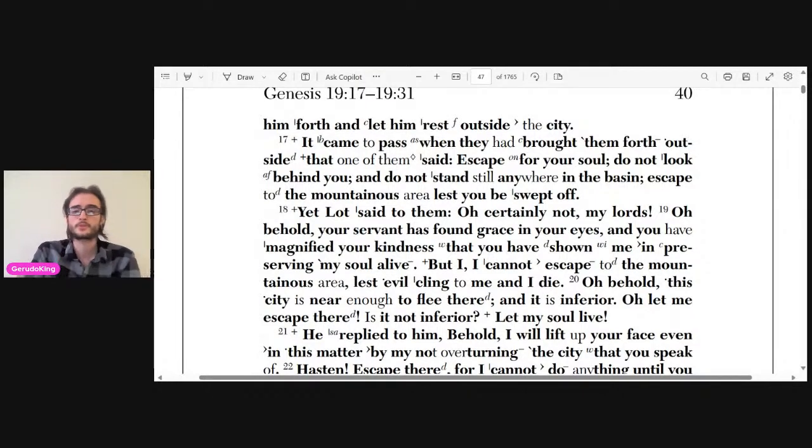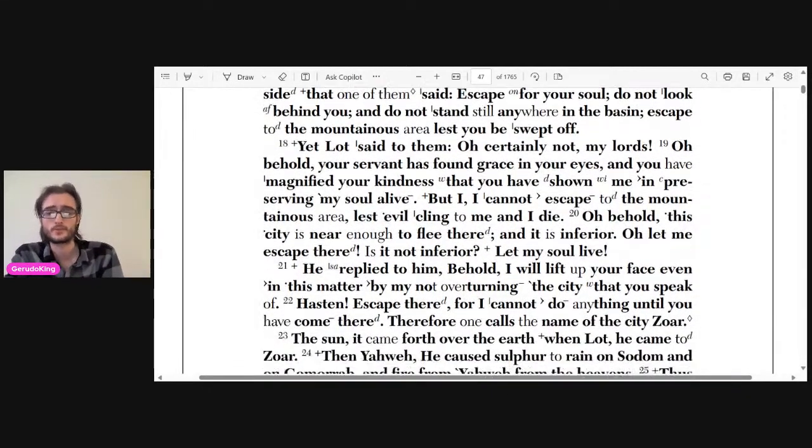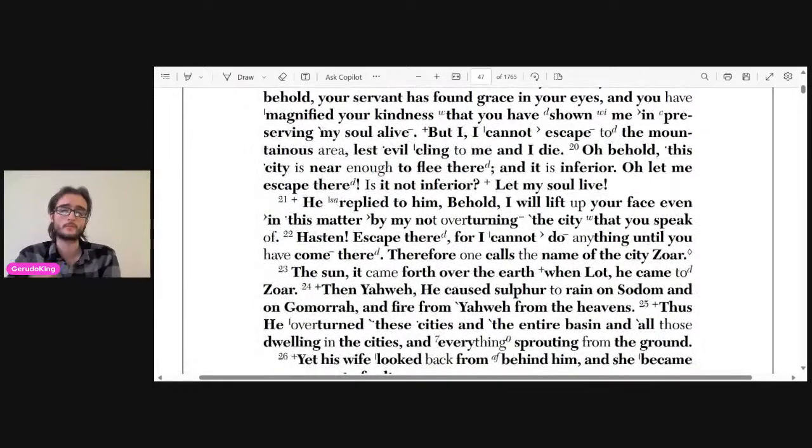Yet Lot said to them, "Oh, certainly not, my lords. Oh, behold, your servant has found grace in your eyes, and you have magnified your kindness that you have shown me in preserving my soul alive. But I cannot escape to the mountainous area, lest evil cling to me and I die. Oh, behold, the city is near enough to flee there, and it is inferior. Oh, let me escape there. Is it not inferior? Let my soul live."